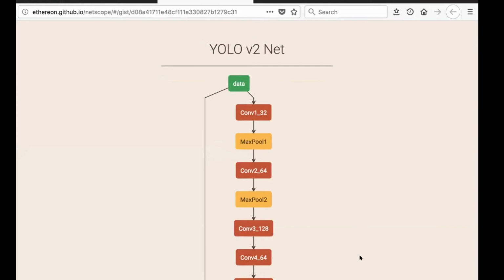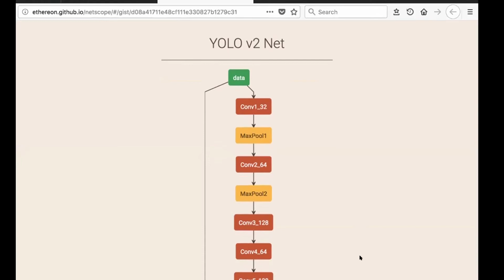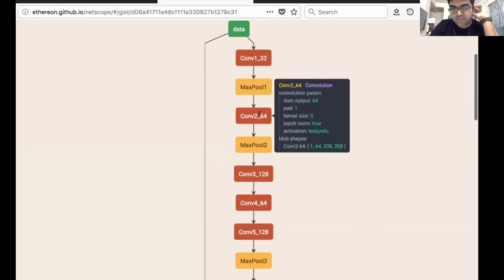Yep. Sure. So this is a YOLO V2 network. It is very similar to other convolution networks. You have a convolution layer followed by max pool. You can again have a convolution followed by max pool. Every convolution has a batch norm, and the activation is leaky ReLU.